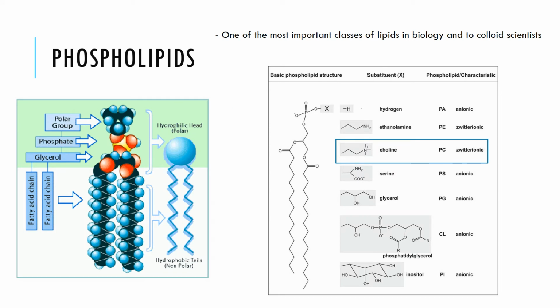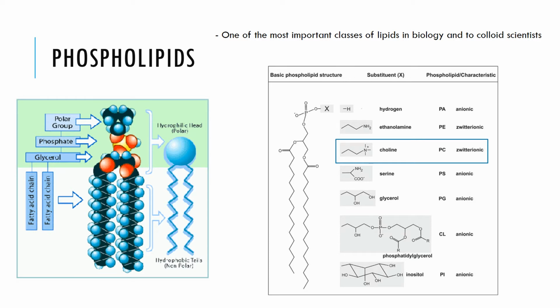So the phospholipids then are one of the most important classes of lipids in biology. As I said, they make up the bulk of our mammalian cell membranes, but they're also very, very important in colloid and interface science. Not least because when we probe the self-assembly of phospholipids, we can use them as models for the cell membrane, and we'll talk about that in a little bit more detail as we progress. That's one of their main applications in colloid science.